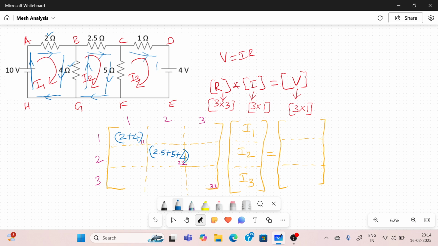Next, coming to the third diagonal, the third mesh: C to D, D to E, E to F, F to C. C to D it is 1, then the source, leave it, no element. Then F to C it is 5.